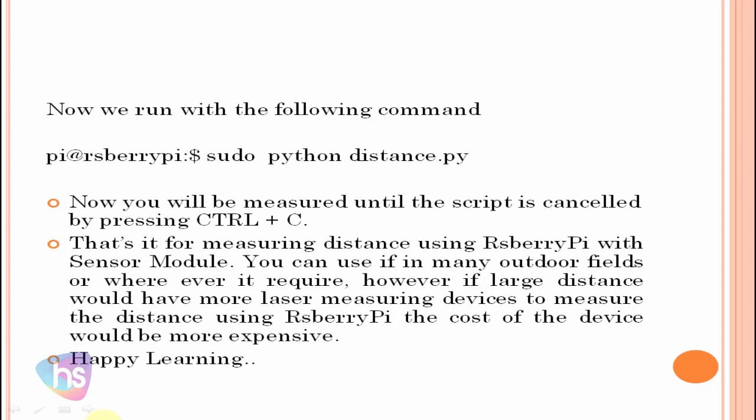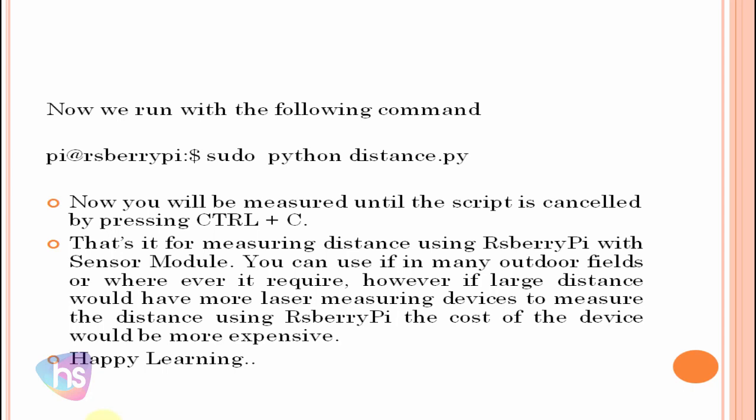Now it will measure until the script is cancelled by pressing Ctrl C. It will run and measure the objects in front of the sensor. If nothing is there, try to put something in front of the sensor. That's it for measuring distance using Raspberry Pi. With the sensor module, you can also use it in many outdoor fields, where something is occurring with a particular device or someone is going to do something. Then that type of data you can collect using this sensor.